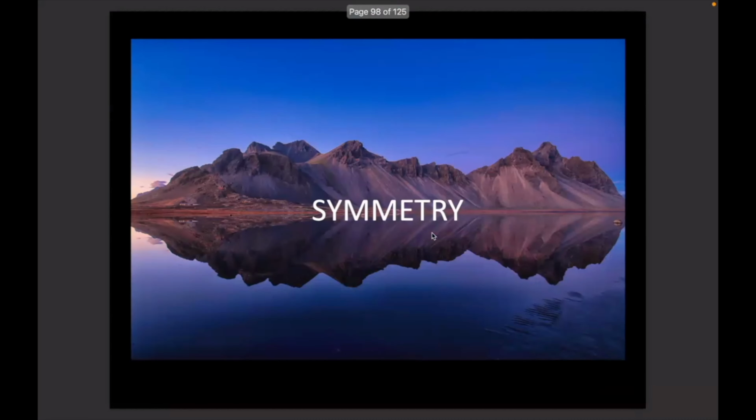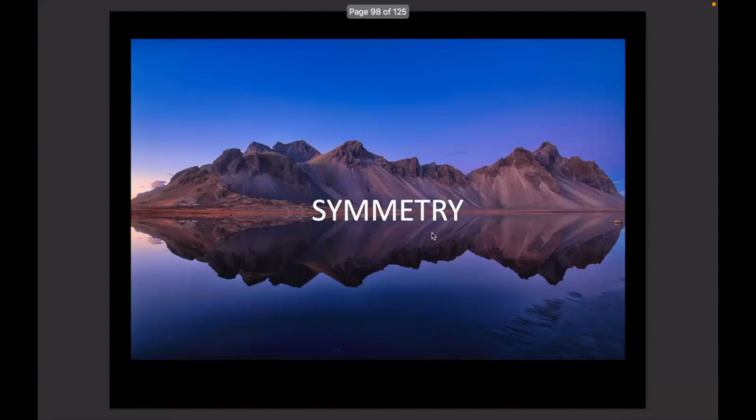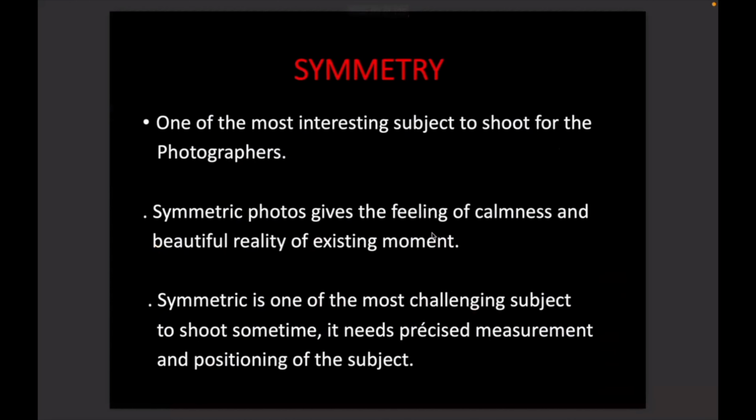Okay. Symmetry, one of the most interesting subjects to shoot for the photographer. Symmetry photos give the feeling of calmness and the beautiful reality of the existing moment. Symmetry is one of the most challenging photos to shoot at the same time, because it needs precise measurement and positioning of the subject. For me, symmetry is not just photography, it is the mental health of a person, of a photographer, because one can see that symmetry, one can feel that symmetry only when a calm mind is there. When your mind is at peace, you can see things differently.